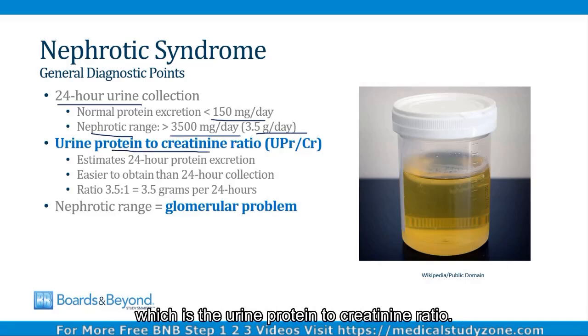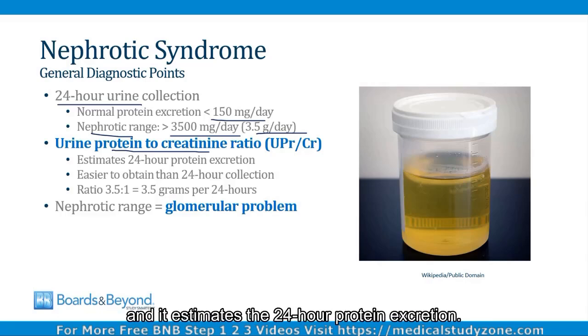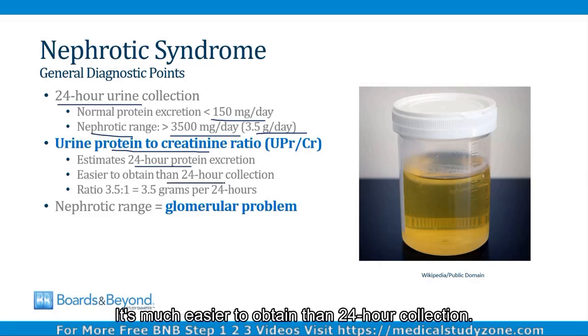Because a 24-hour urine collection is inconvenient for patients, there is an alternative, which is the urine protein to creatinine ratio. This is a number that you can get from a urine sample, and it estimates the 24-hour protein excretion, and it's much easier to obtain than a 24-hour collection.